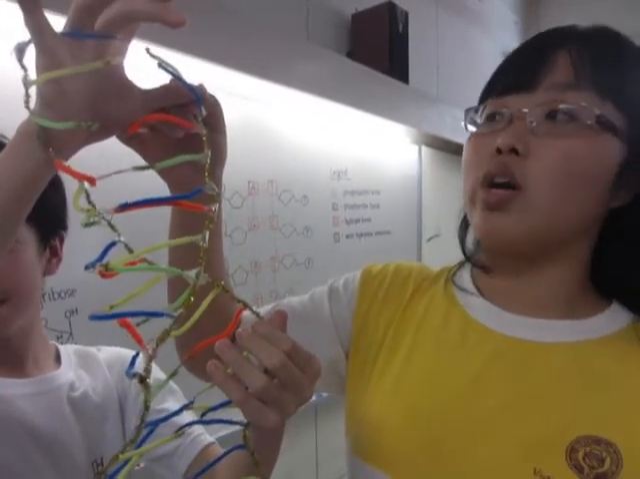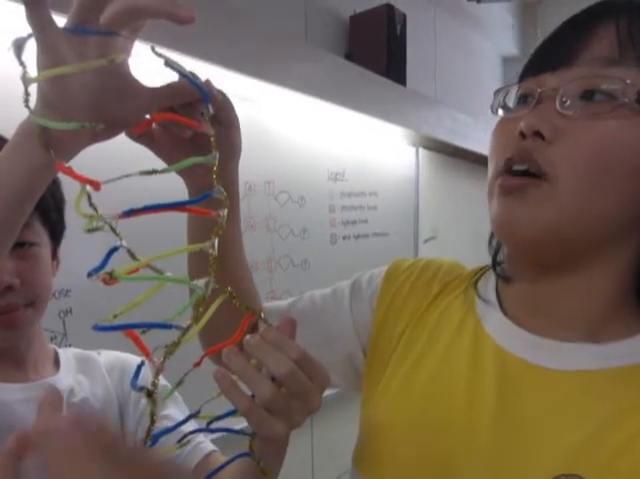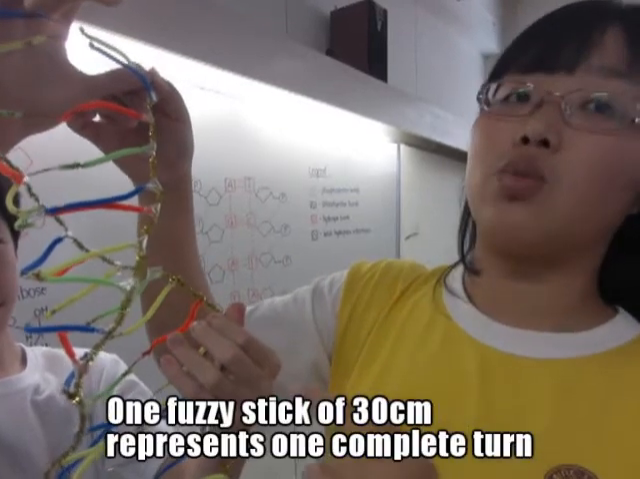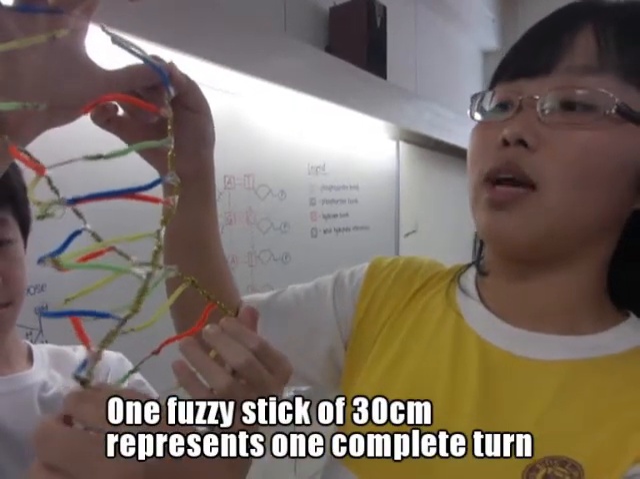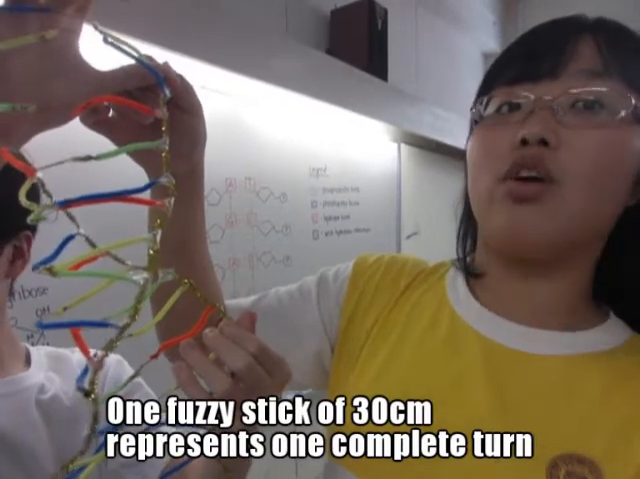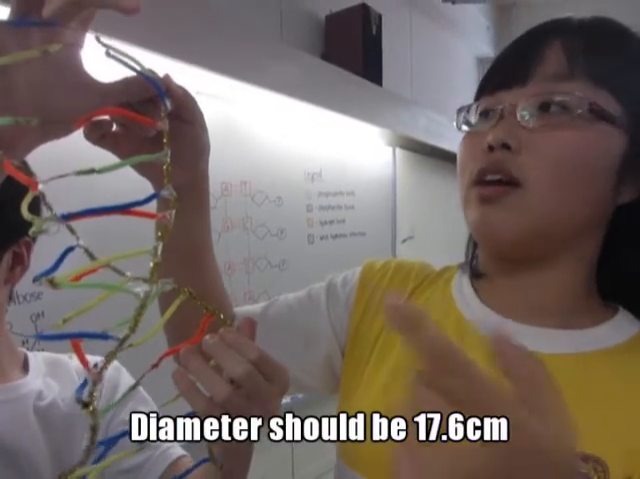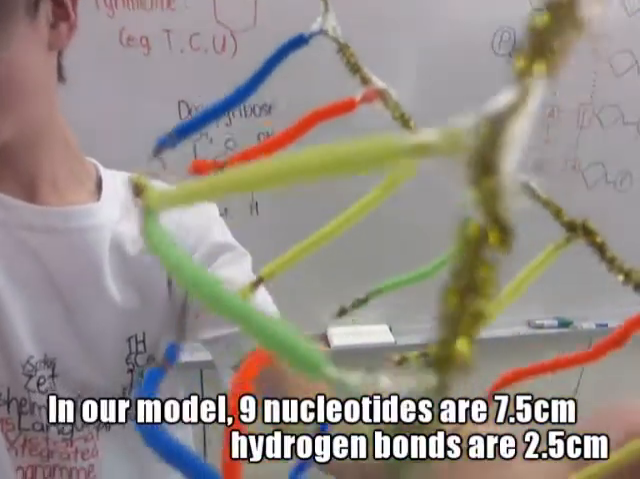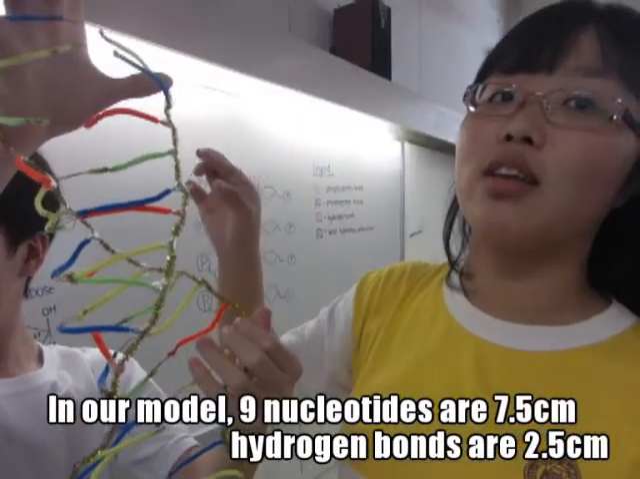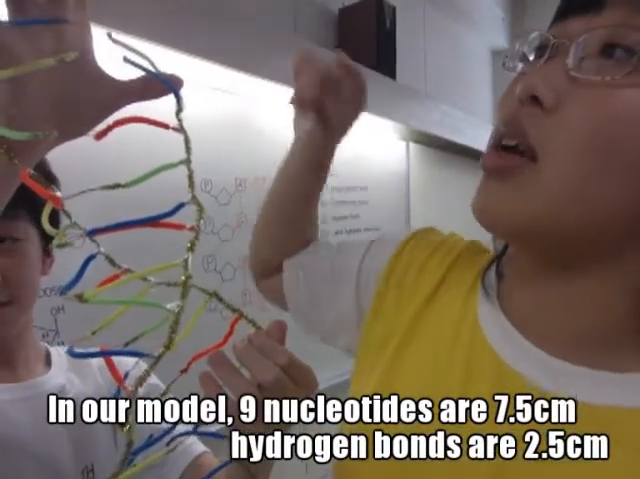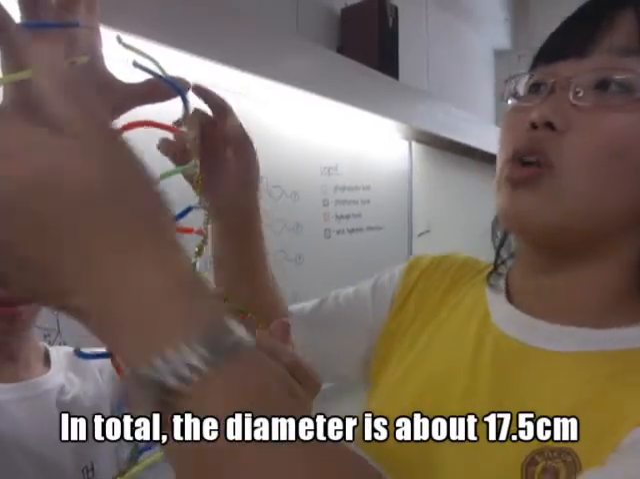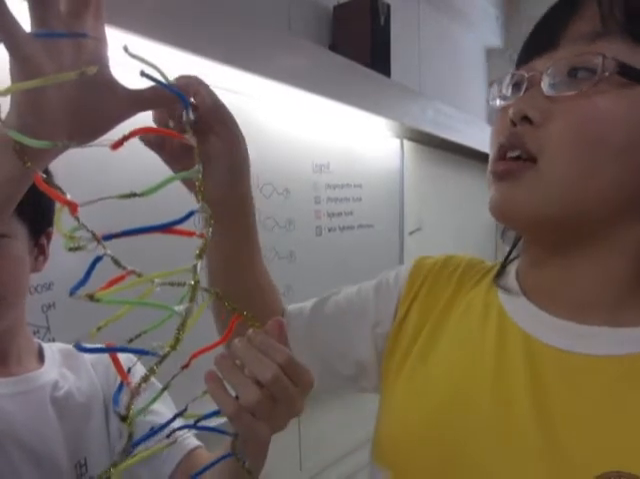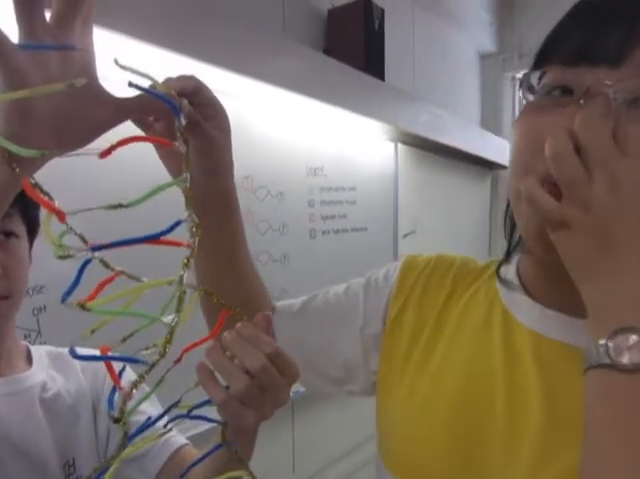Second, our model is made in ratio. As we know, one complete turn of DNA structure is 3.4 nanometer. We use one straw, which is about 30 centimeter, to represent one complete turn. Therefore, in ratio, the diameter of the DNA structure should be 17.6 centimeter. In our model, the nucleotide is 7.5 centimeter, and the hydrogen bond in between is 2.5 centimeter. Therefore, in total, the diameter is about 17.5 centimeter. It is quite accurate.